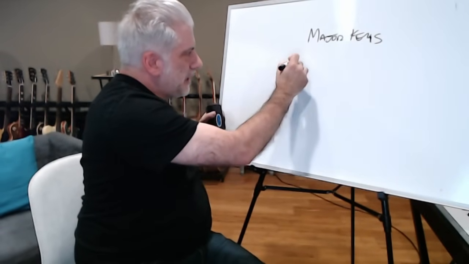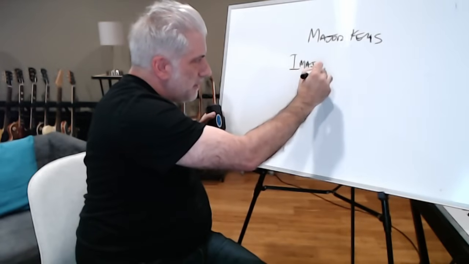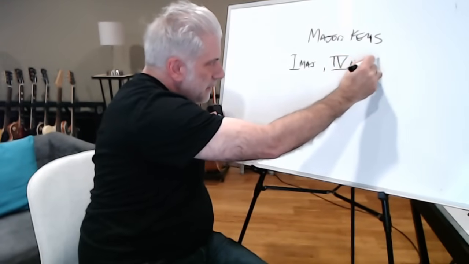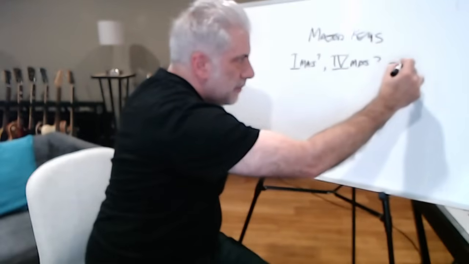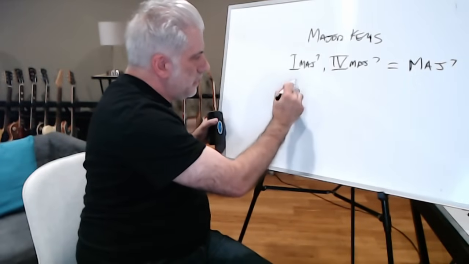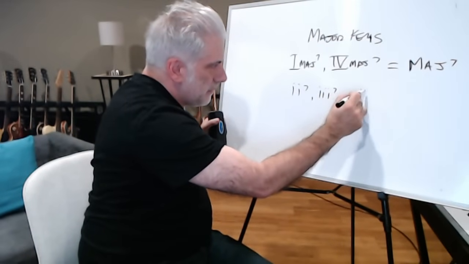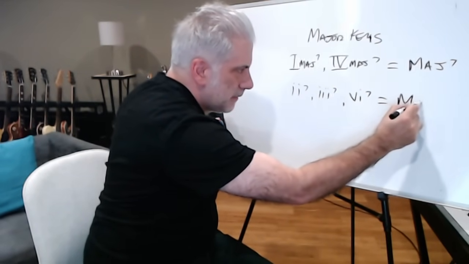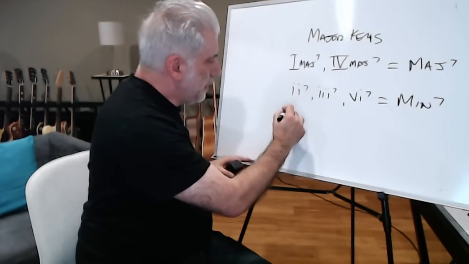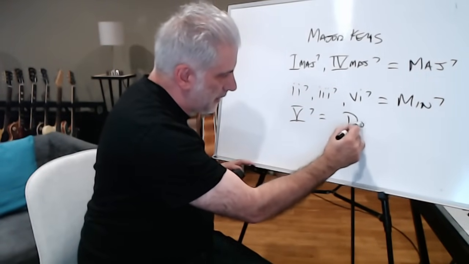7th chords in a major key, your 1 and 4 are major 7, and I just write major 7, M-A-J 7. Okay, so these are major 7 chords. 2, 3, and 6 are minor 7 chords, minor 7. Tom taught me these 2 things back to back, and your 5 chord is dominant 7, just a straight 7. I call it dominant 7.